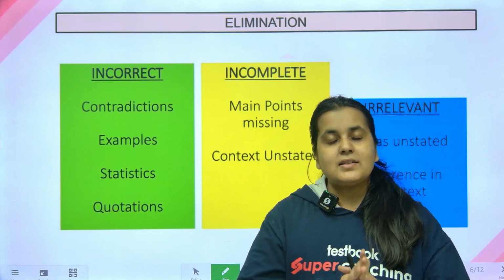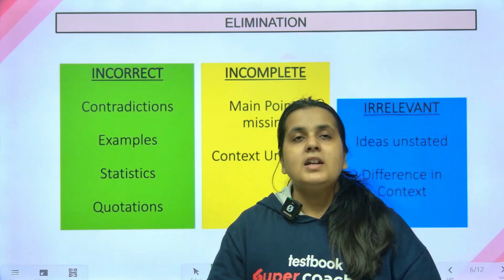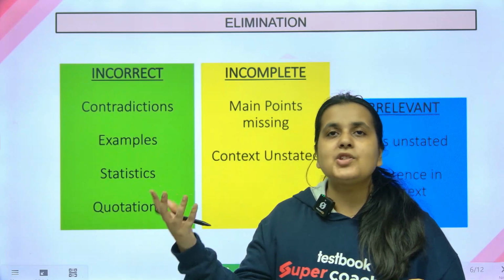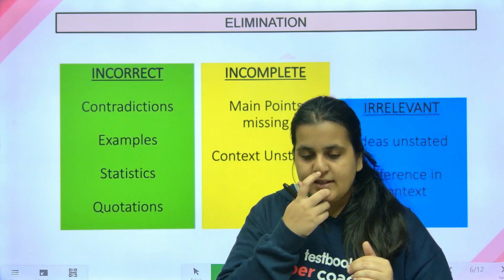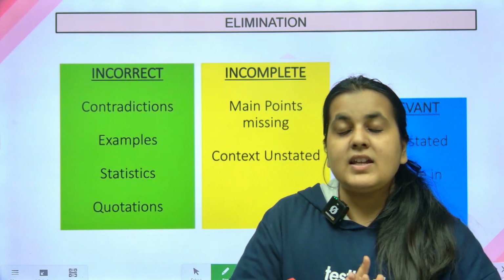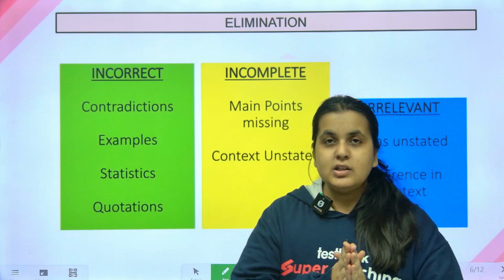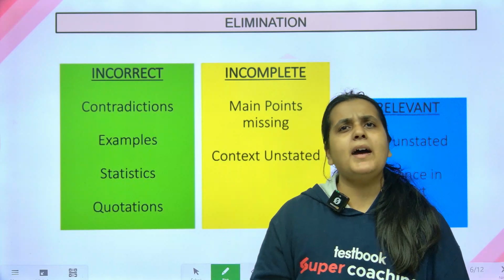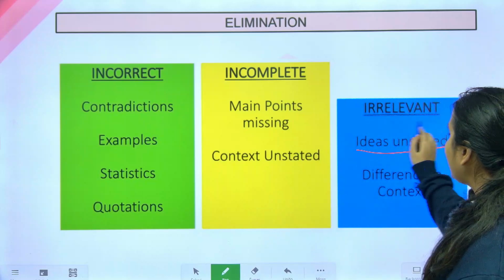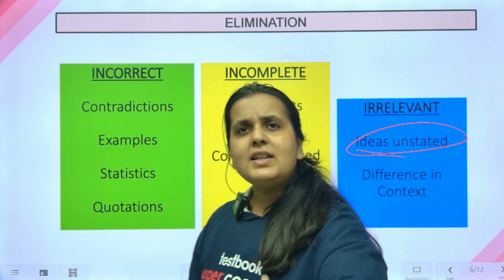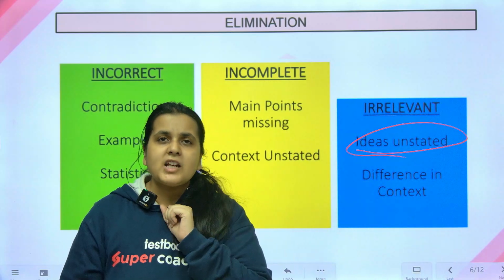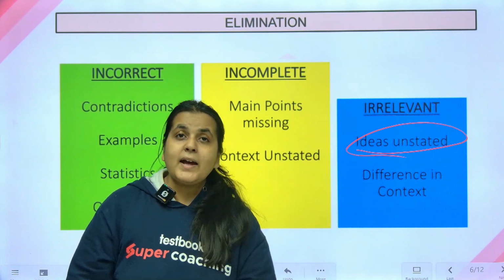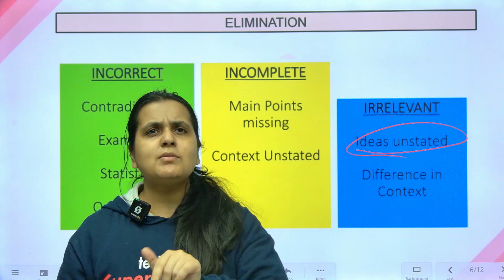How do you eliminate? There are 3 grounds of elimination. Either you can say, okay, this option is irrelevant, the option is incorrect, or the option is incomplete. Now let's understand the main points. First, eliminate any option which gives you an idea which is not even mentioned in the para. Meaning, the author never gave any such advice in the para, this point is not mentioned in the paragraph at all. This idea is not mentioned in the paragraph, but it is in the option.